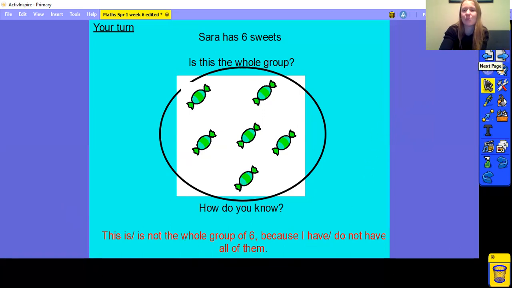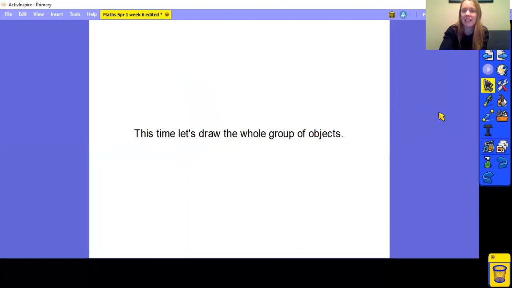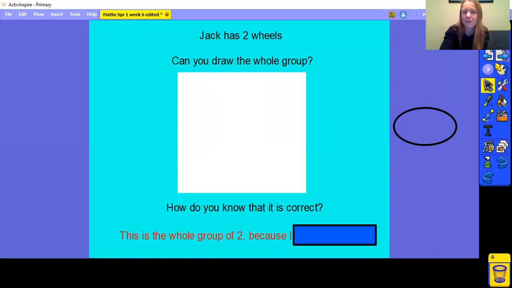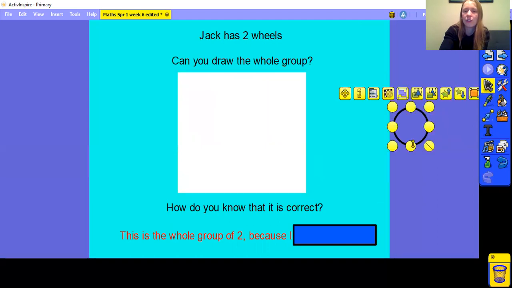Well done, if that's what you said. This time, we're going to draw the whole groups of objects. Here it says, Jack has 2 wheels. Can you draw the whole group?